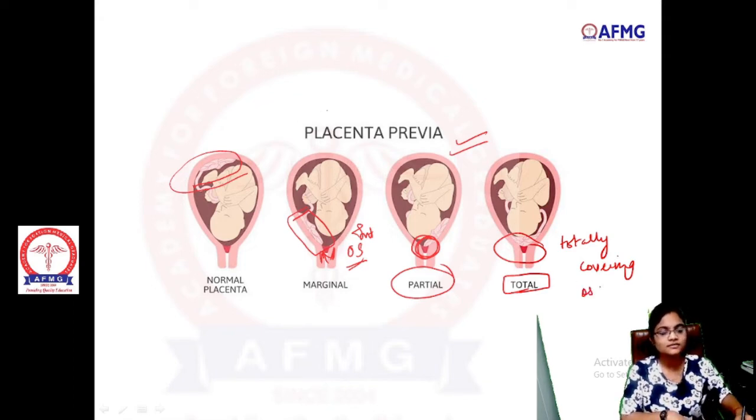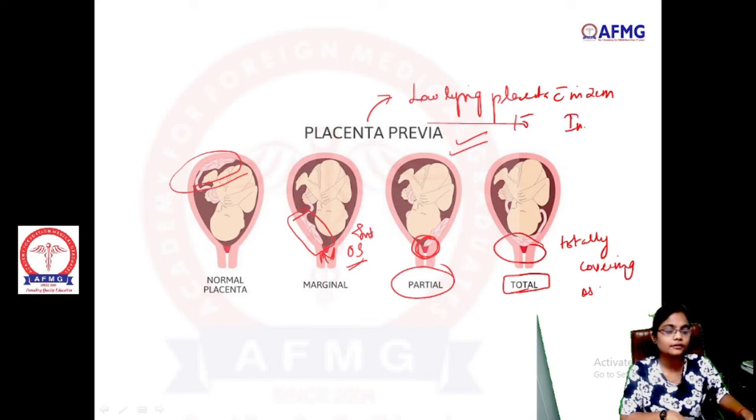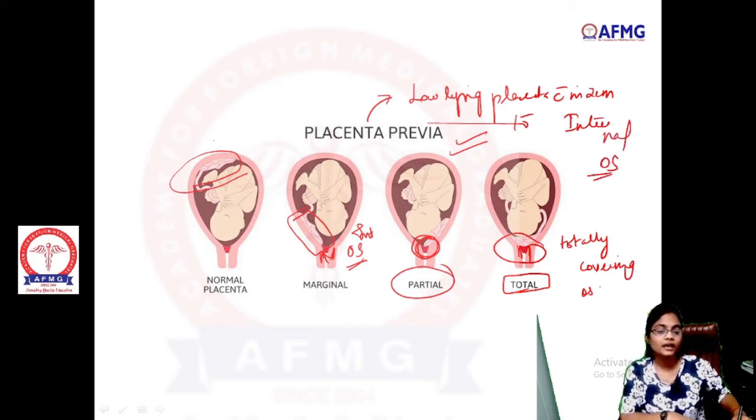So what does placenta previa mean? It actually means a low-lying placenta, within 2 cm of the internal os. This is the opening which is below, your internal os. That is important. And mainly the patient will be giving a history of LSCS.